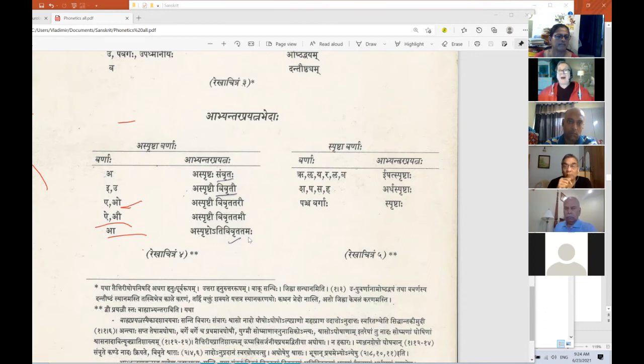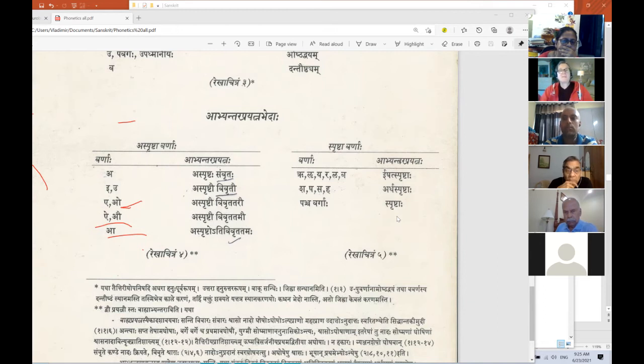So a and a, in between you have all the grades. It's from the Paniniya Shiksha. And then you see Ri, Li, Ya, Ra, La, Va are ishat sprishta, slightly touched. So Ri and Li are slightly touched vowel sounds. And Ya, Ra, La, Va, semi-vowels, all are slightly touched. Ha, sha, sha, sa, the ushmas, what we know, and Ha is a semi-vowel, so to say. Ardha sprishta is considered to be not ishat but half touched, and finally the panchavarga is sprishta.